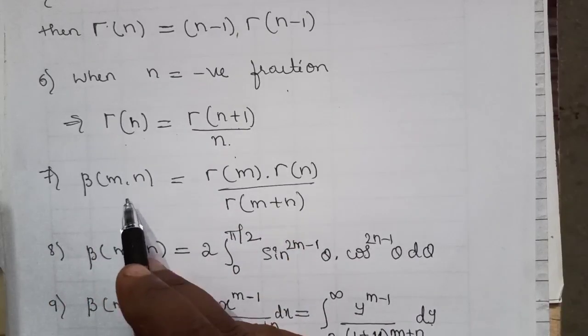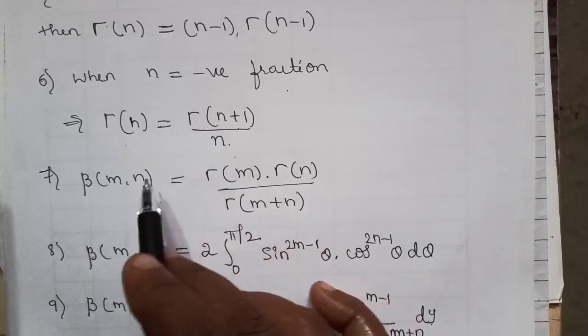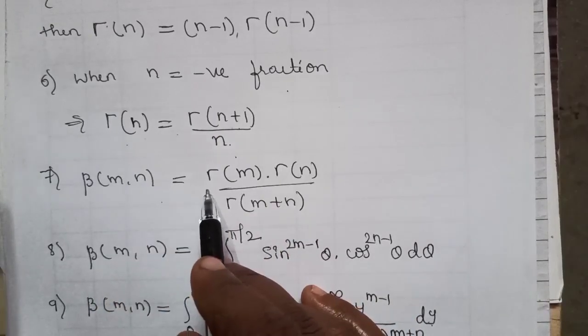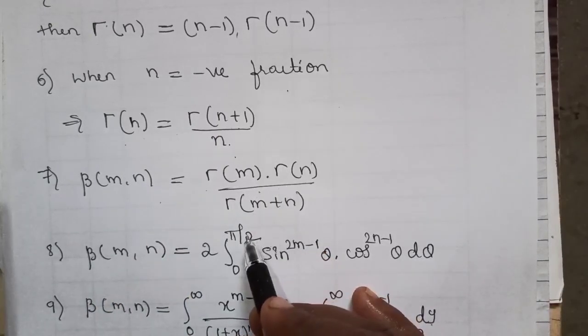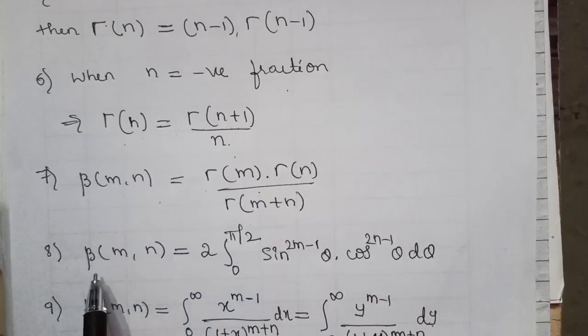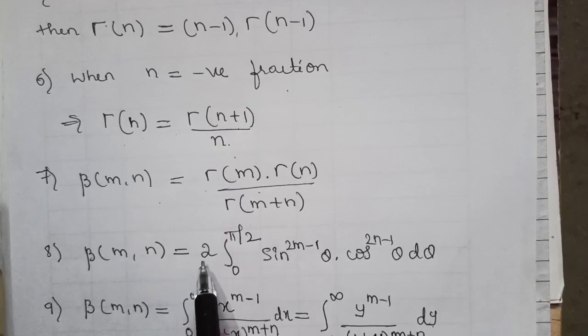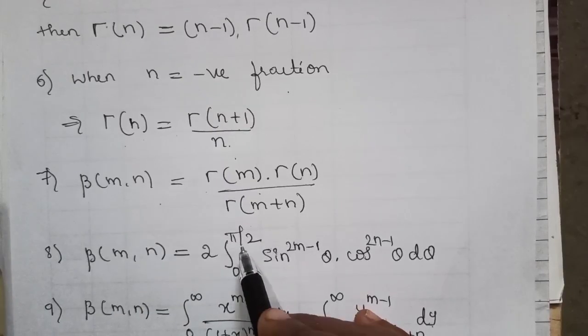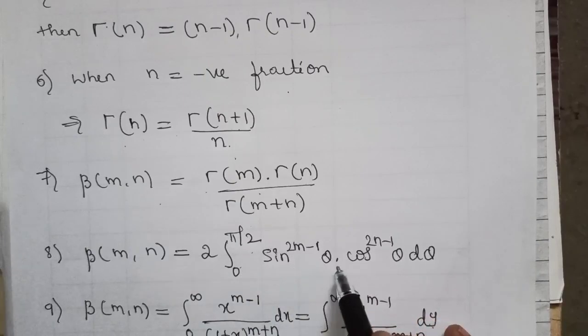Next, beta of m comma n, we know that the relation is beta of m comma n is equal to gamma of m into gamma of n divided by gamma of (m plus n). Next, by the property of beta function, we have beta of m comma n is equal to 2 into integration 0 to pi by 2 of sin power (2m minus 1) theta into cos power (2n minus 1) theta d theta.